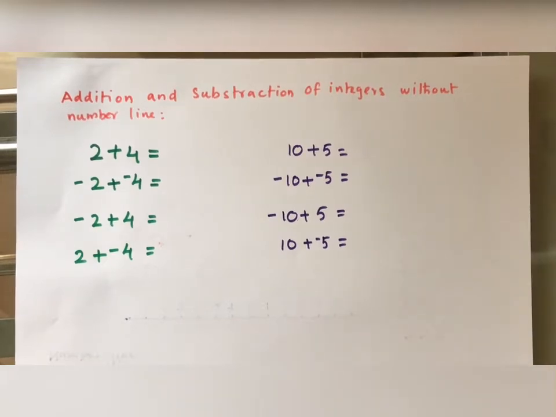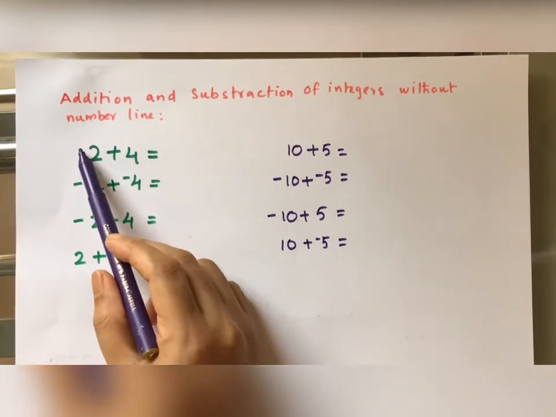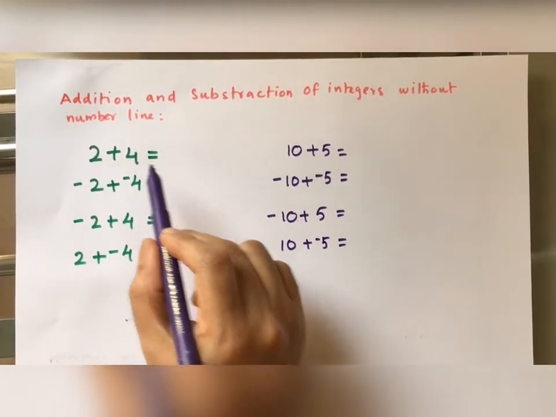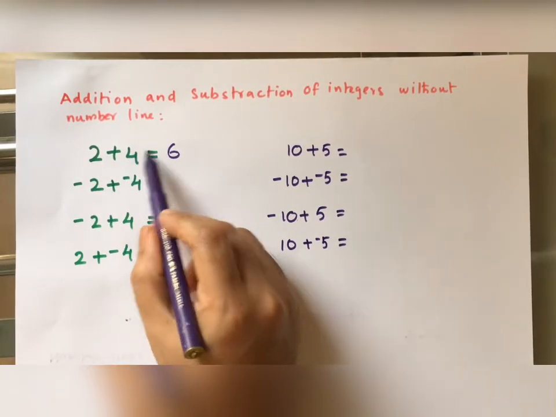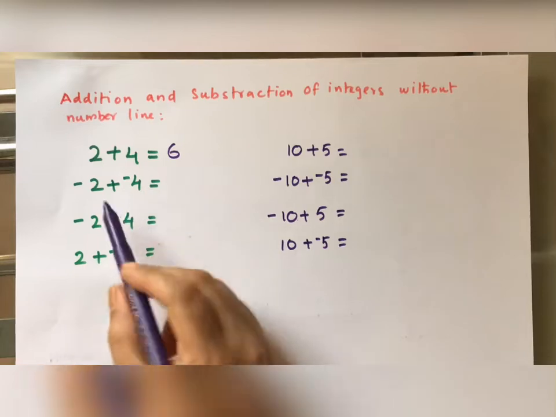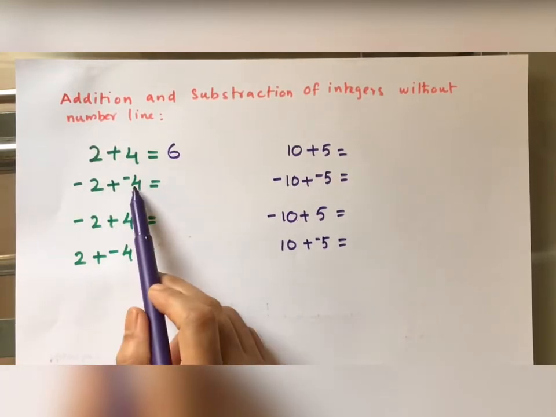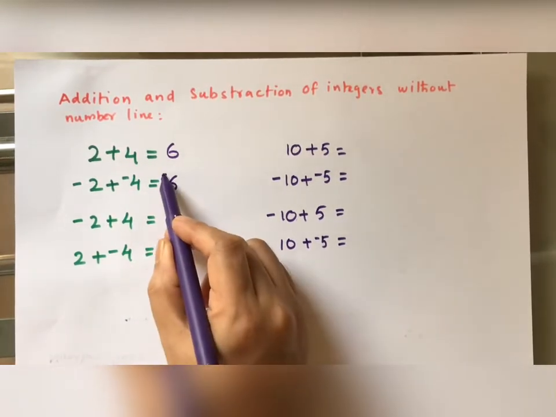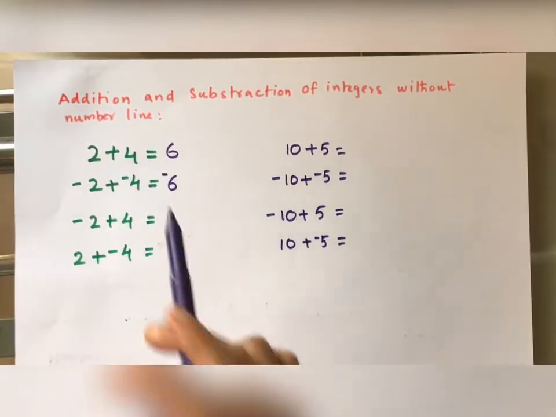Now we will see how to add integers without a number line. 2 plus 4. Both are positive. If you are not writing the positive sign, it is positive by default. When both numbers are positive, just add and keep the same sign. These both are positive, so 6 is also positive. Here minus 2 plus minus 4. Here both are negative. Then add, then keep the same sign. If both the numbers are with the same sign, just add and keep the same sign.